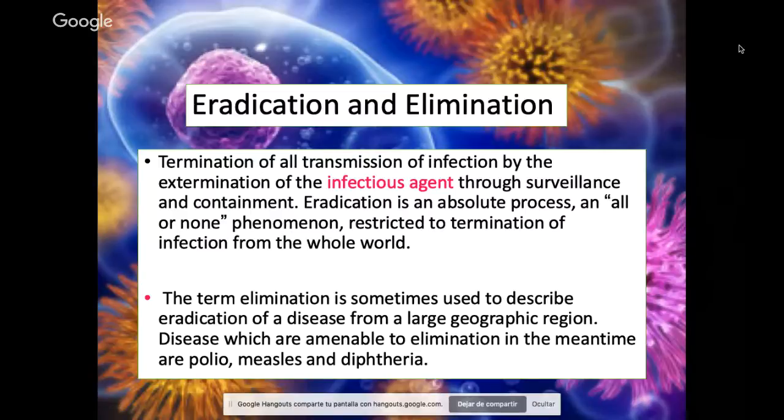Eradication and elimination. Eradication is the termination of all transmission of infection by the extermination of the infectious agent through surveillance and containment. Eradication is an absolute process, an all-or-none phenomenon restricted to the termination of the infection from the whole world. The term elimination is sometimes used to describe eradication of a disease from a large geographic region. Diseases which are amenable to elimination in the meantime are polio, measles, and diphtheria.